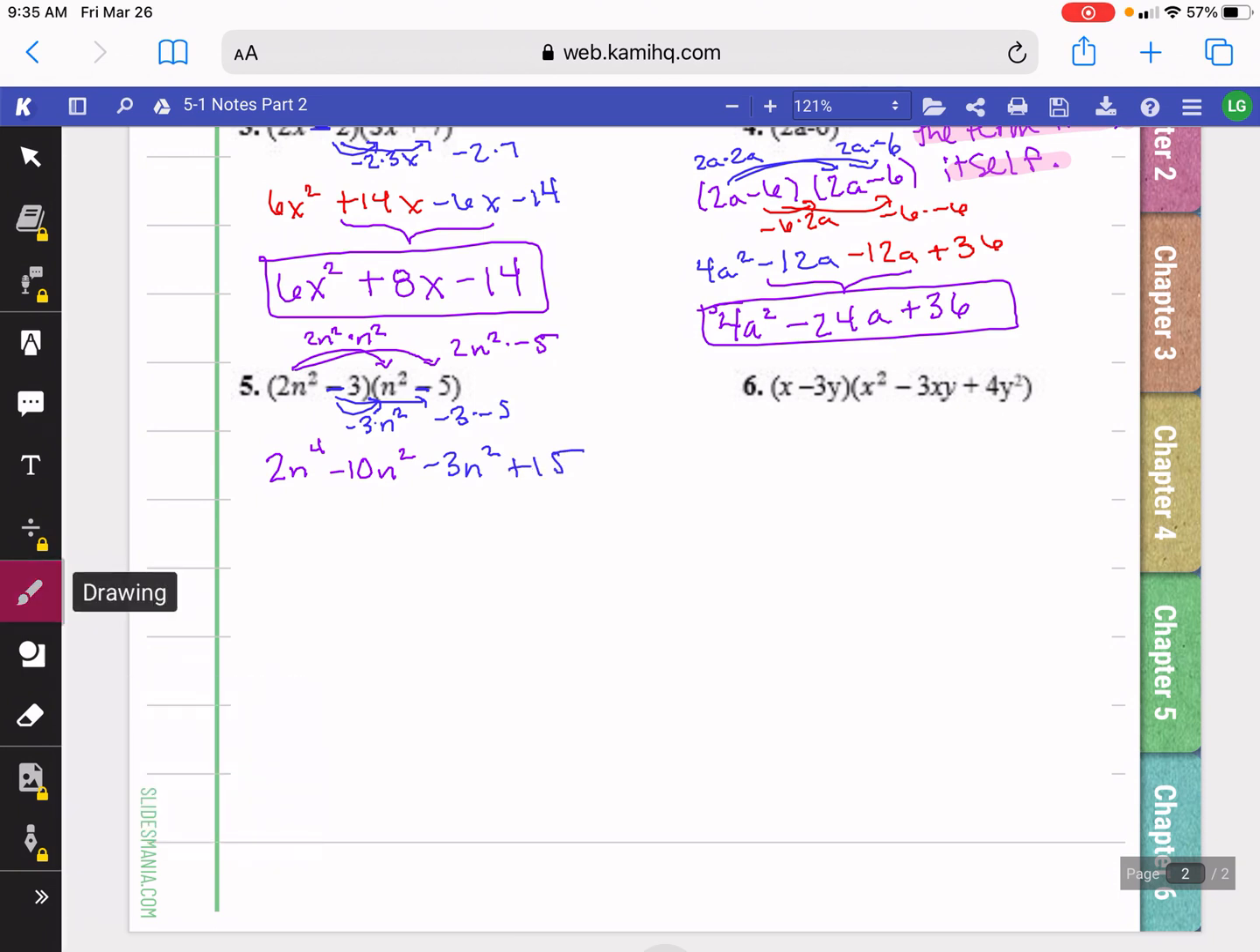From here, I'm going to check for like terms. So there's no other n to the fourth, so that stays the same. I can combine negative 10n squared with negative 3n squared. That's negative 13n squared. And I'll bring down my 15.